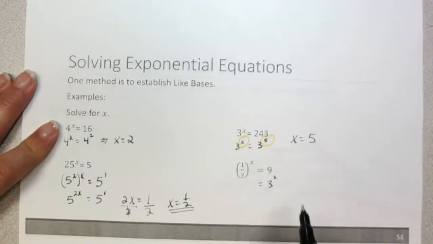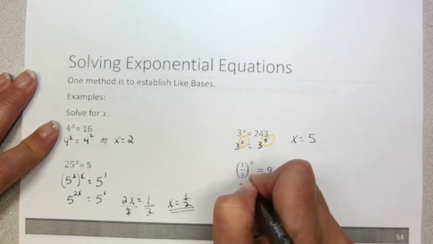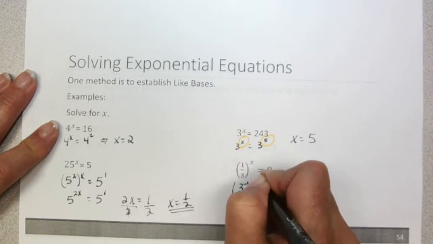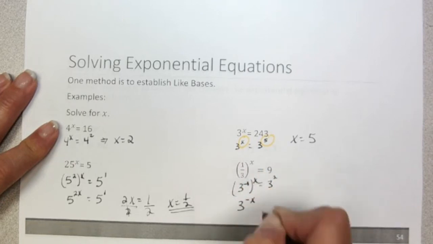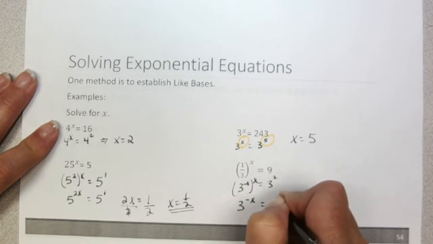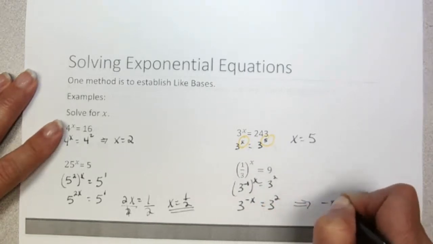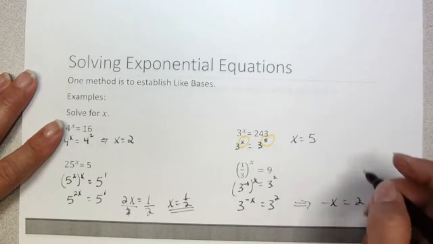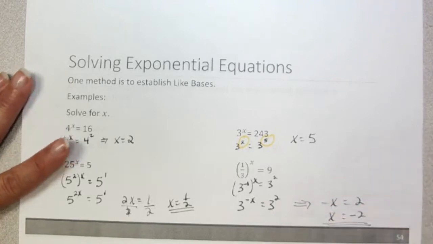See, 9 is 3 squared. 1/3 is the same as 3 to the negative first power, raised to the x power. So then 3 to the negative 1 times x, or 3 to the negative x, equals 3 squared. So then negative x equals 2. If I multiply both sides by -1, x has to be -2.